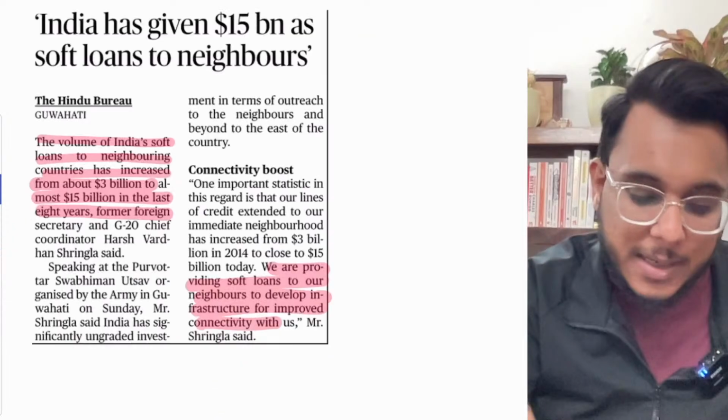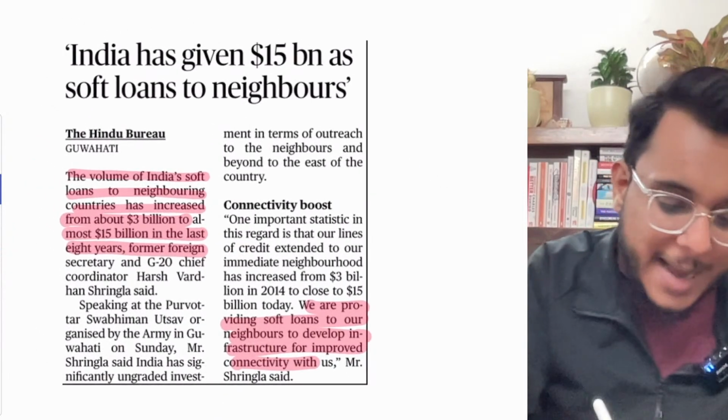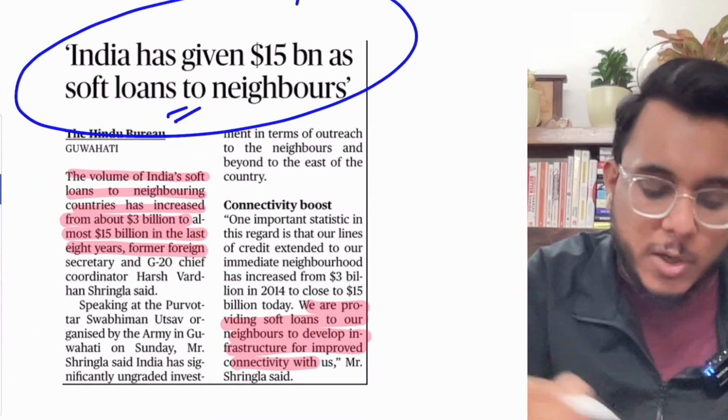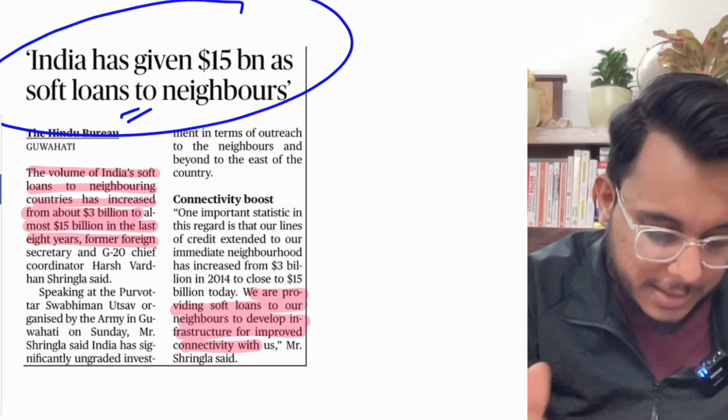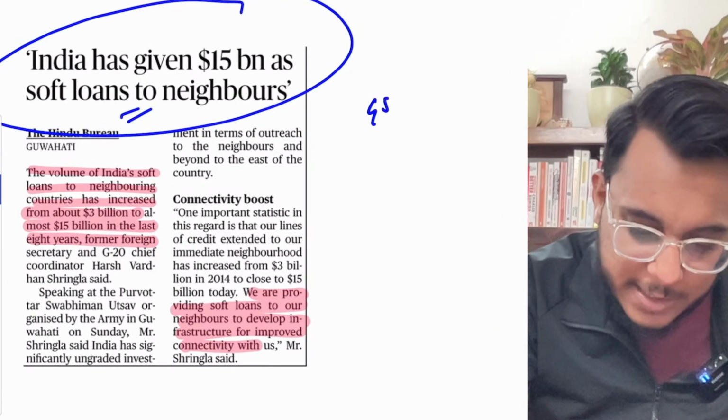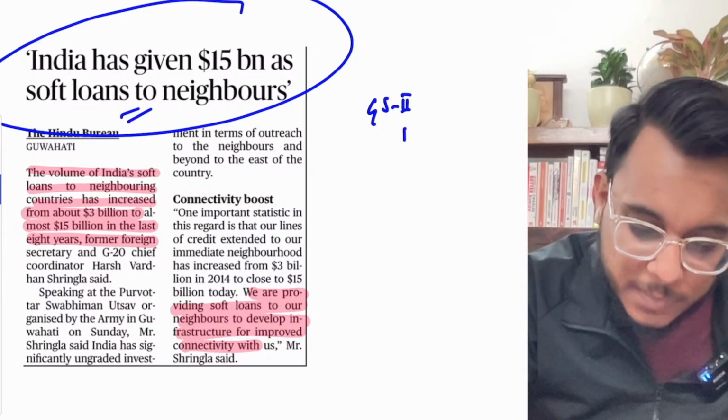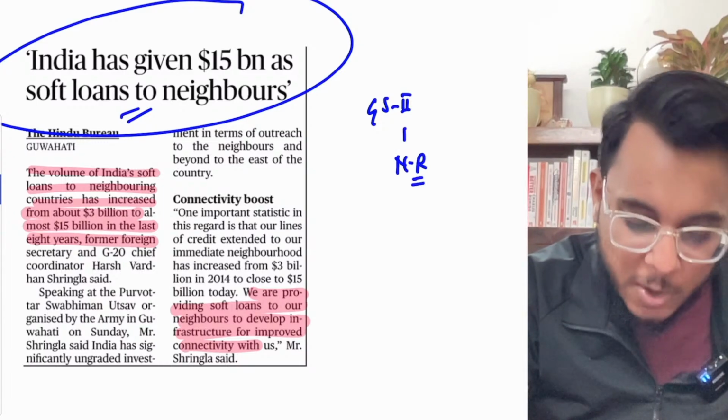Now moving to the next article. India has given $15 billion as a soft loan to neighbours. Now, guys, basically this article we will see with respect to GS Paper 2, India's neighbourhood relations.